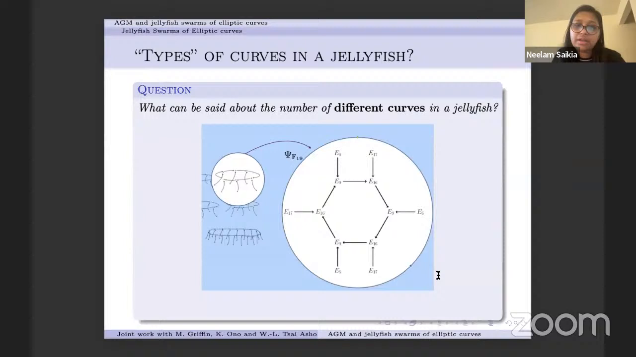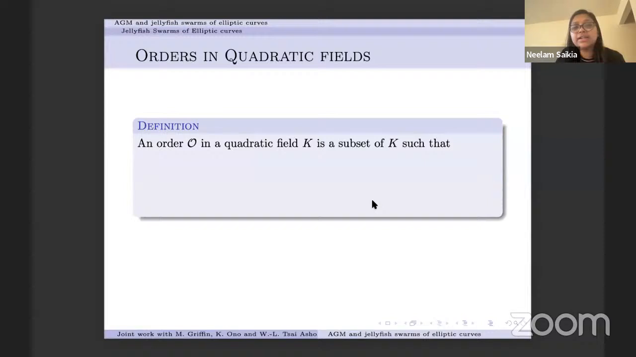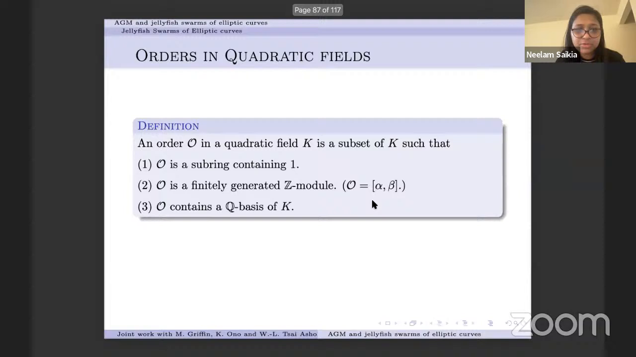So here we have four different curves appearing. How do we count how many different elliptic curves appear in a jellyfish? This is our next observation: to count how many different curves appear in a jellyfish. I have to go quickly. We have to introduce class numbers.